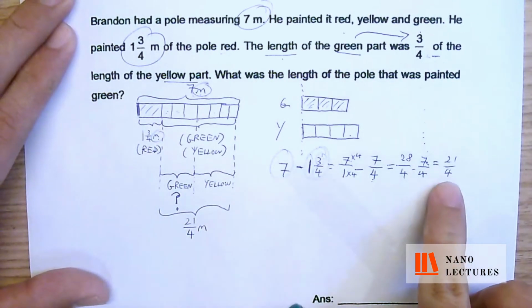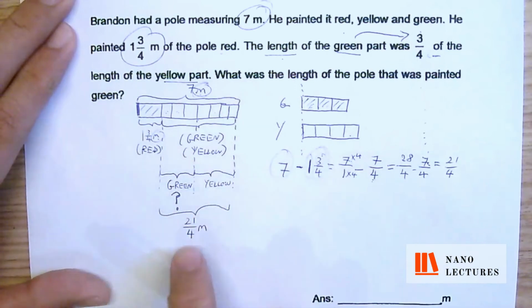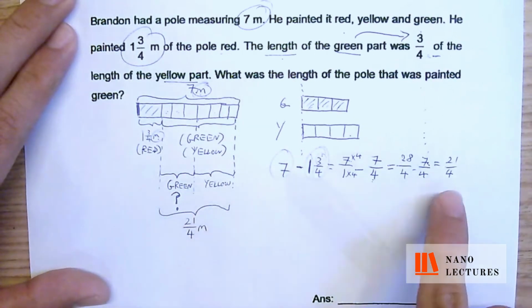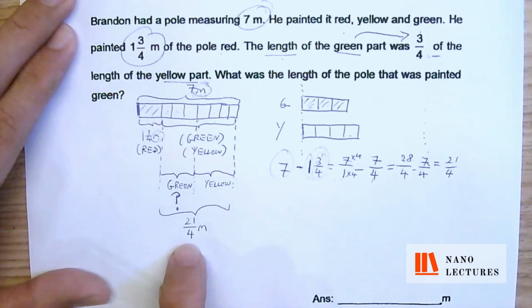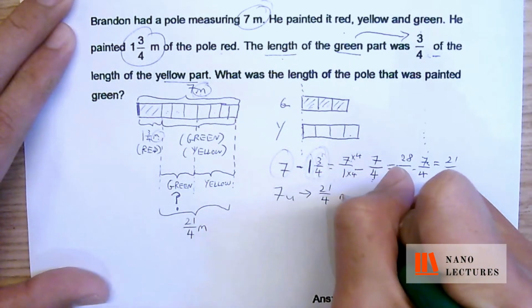Every single time you do a new working, throw it back to the model. Okay, it's like decorating your model with more information. The more information you have, the better it is for your kid. This entire thing, 7 units, is 21 over 4 meters. So let's write 7 units, arrow, 21 over 4 meters.